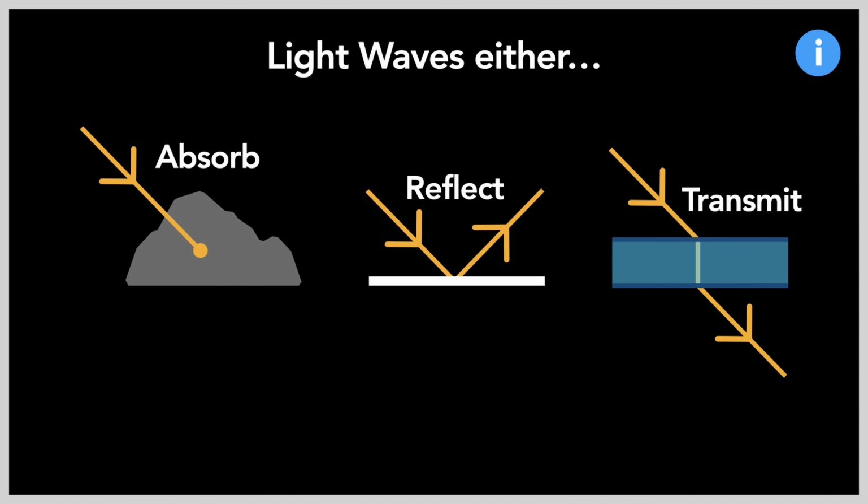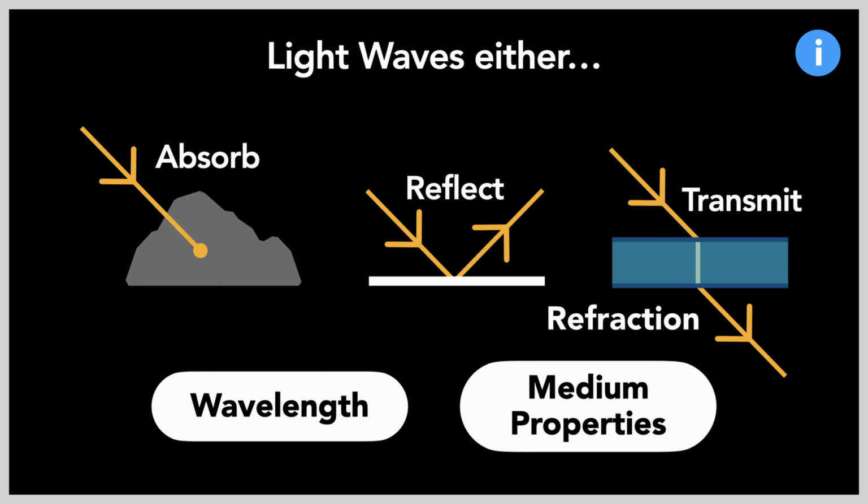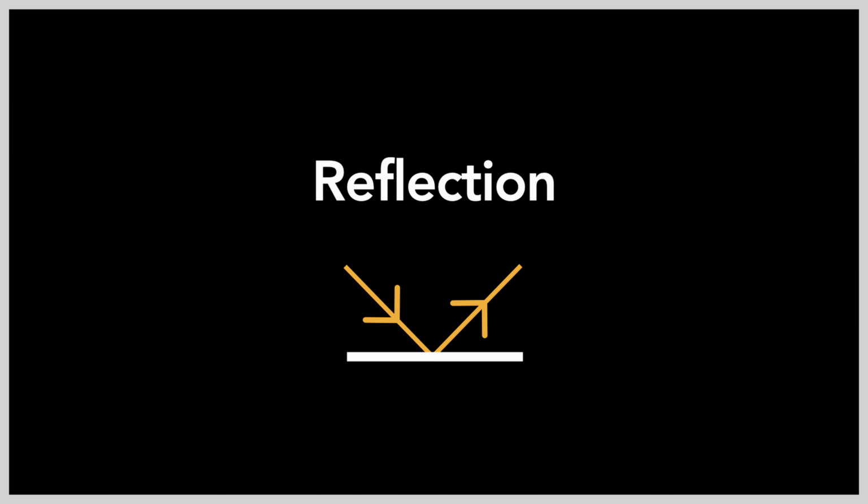When passing through two mediums of different densities at an angle, we call this refraction. The factors that influence properties such as light wave speed or refraction angle depend on the wavelength of the waves involved and the properties of the two mediums. Now, allow this to be a segue into the topic of reflection.